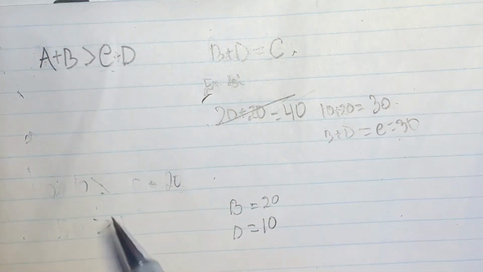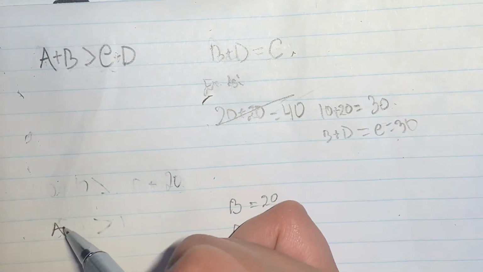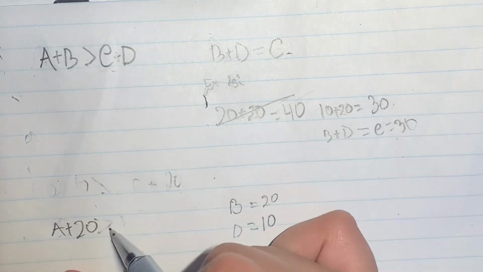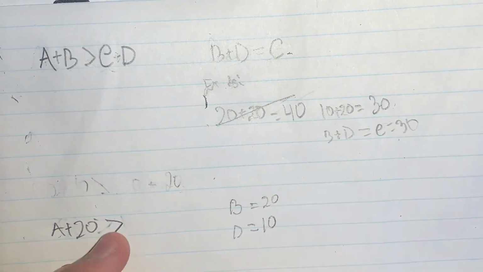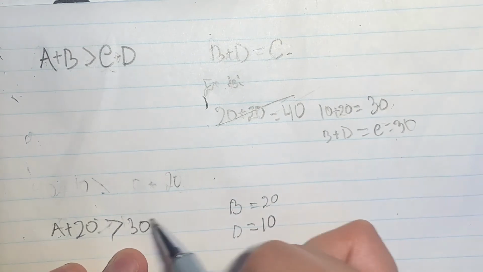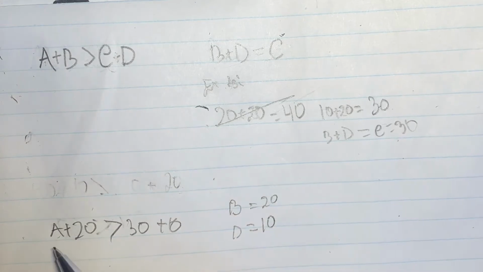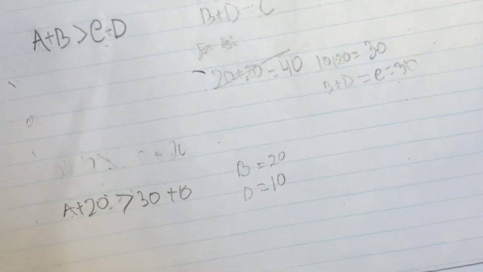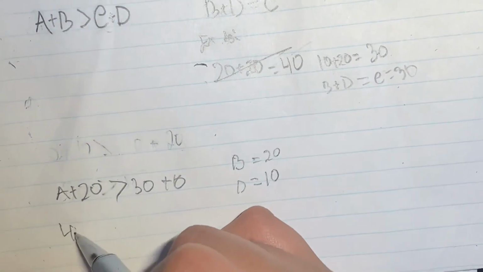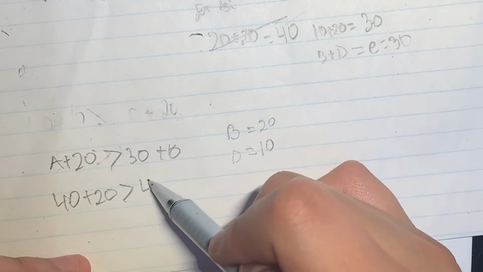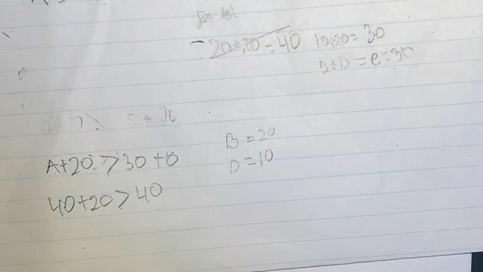So A plus B is 20, so 20, heavier than C, which is 30, plus 10, which is D. So the only missing number here is 40. 40 plus 20 equals 60, which is heavier than 40 because 30 plus 10. So the answer is correct.